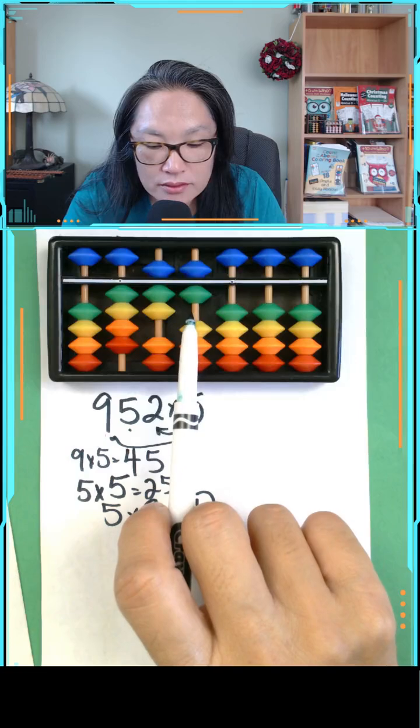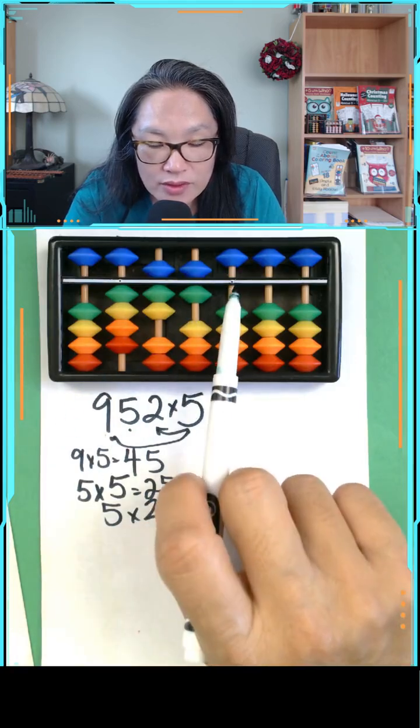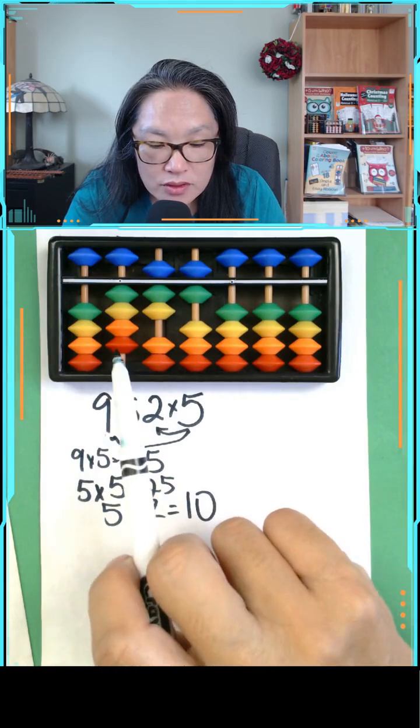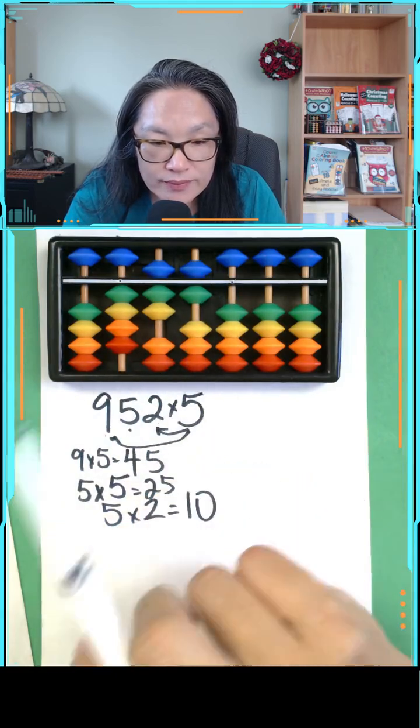4,760. Yes, that's what it is, because don't forget there's a 0 here. So it's 4,760. There we go.